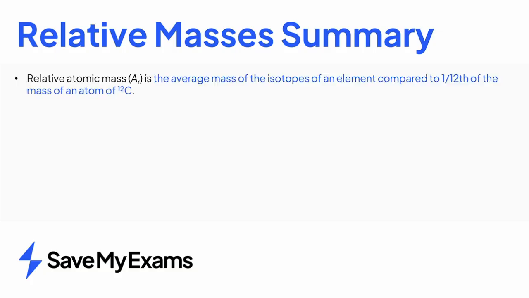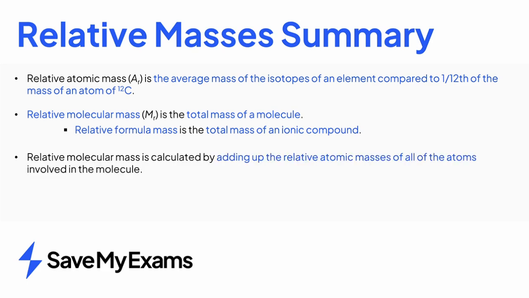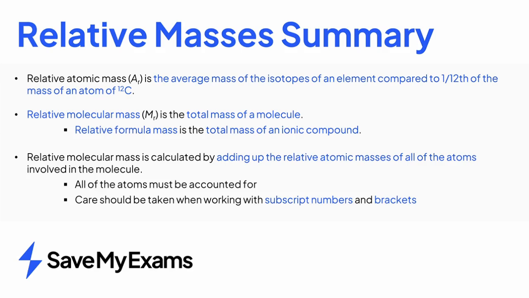You should be able to define relative atomic mass as the average mass of the isotopes of an element compared to 1/12 of the mass of an atom of carbon-12. Relative molecular mass is the total mass of a molecule. If you are dealing with an ionic compound specifically, then it should be called relative formula mass. To calculate relative molecular mass, you add up the relative atomic masses of all the atoms in the molecule or ionic compound. Take care when the chemical formula contains subscript numbers and brackets.